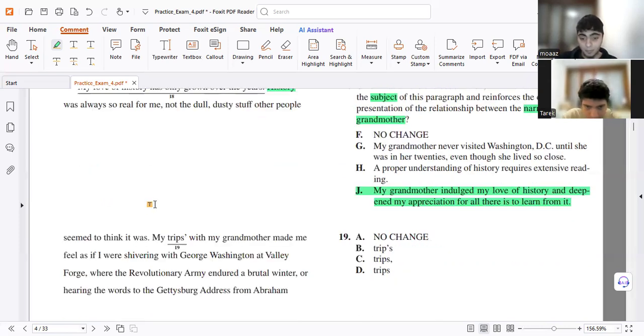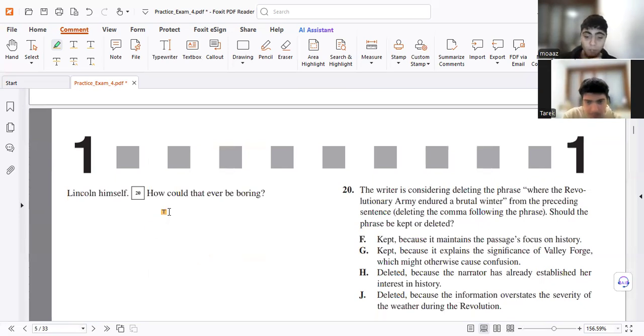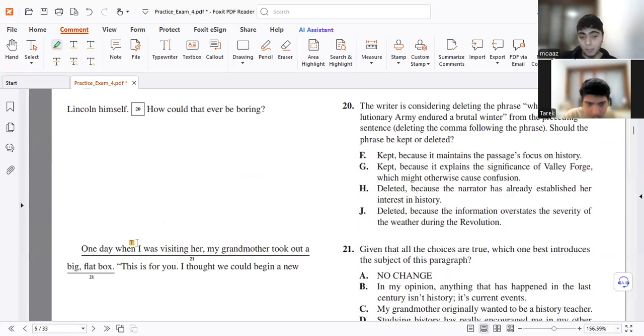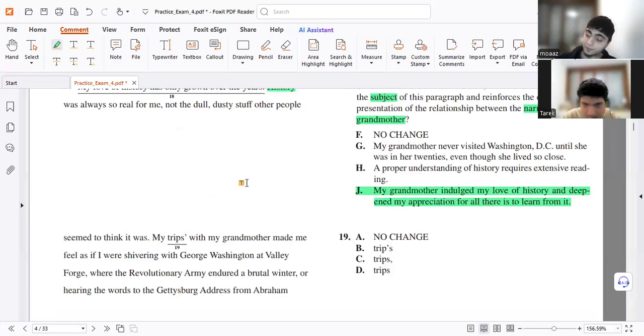Look for any evidence. Look, my trips with my grandmother made me feel as if I were shivering with George Washington. So we have a relationship. Here again, how could that ever be boring? And so look, so this for you, I thought we could begin a new project. So letter J is correct. Come on, what is the next?